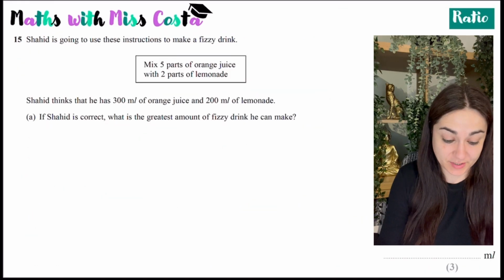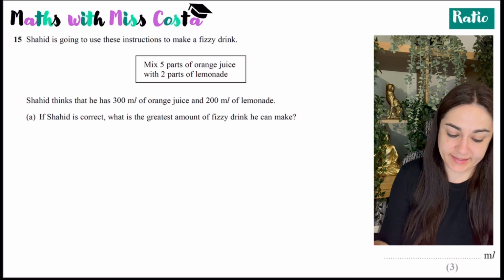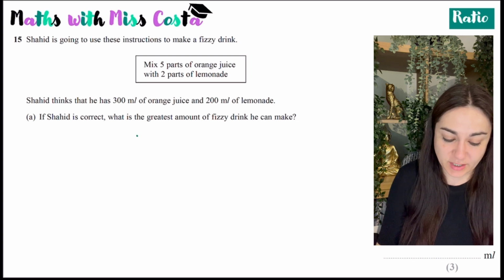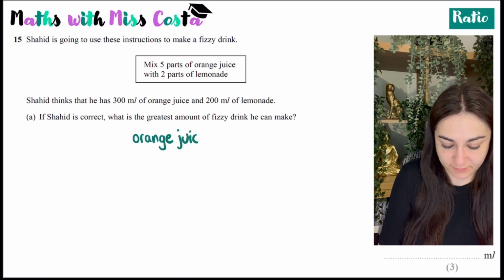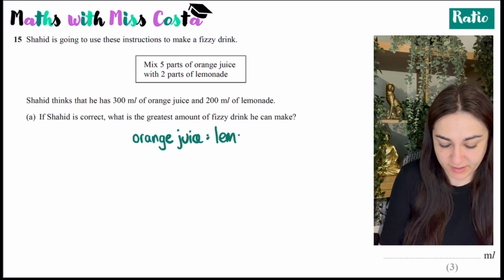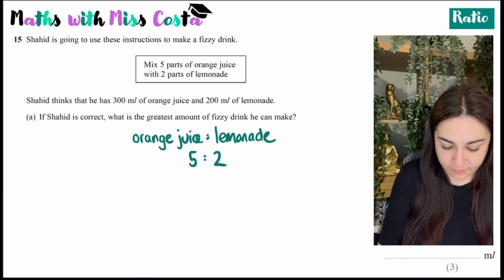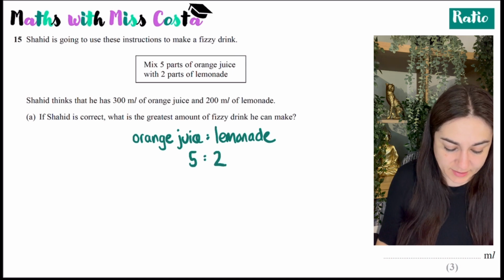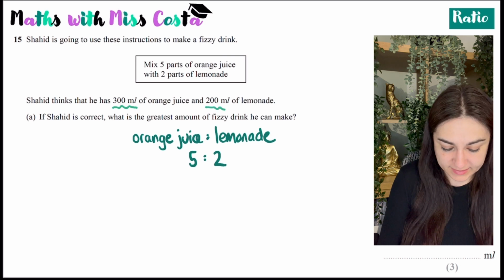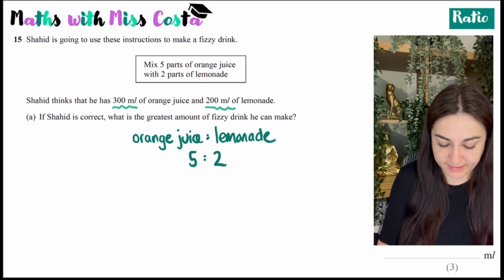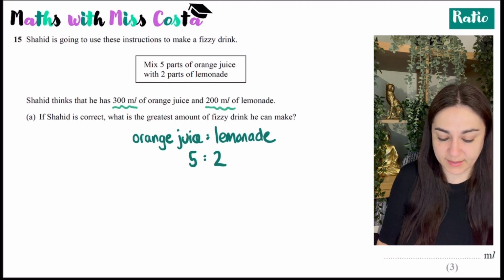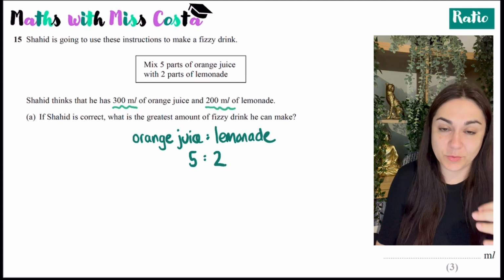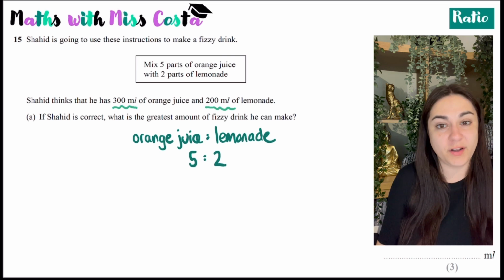Okay, so in this question, I'm told that Shahid is going to use these instructions to make a fizzy drink. He's going to mix 5 parts of orange juice to 2 parts of lemonade. So my ratio would be orange juice to lemonade is in the ratio 5 parts to 2 parts. Now he thinks that he has 300 millilitres of orange juice and 200 millilitres of lemonade. And he needs to figure out what the greatest amount of fizzy drink he can make is. In order for him to make this fizzy drink, he needs to have the full amount of both.